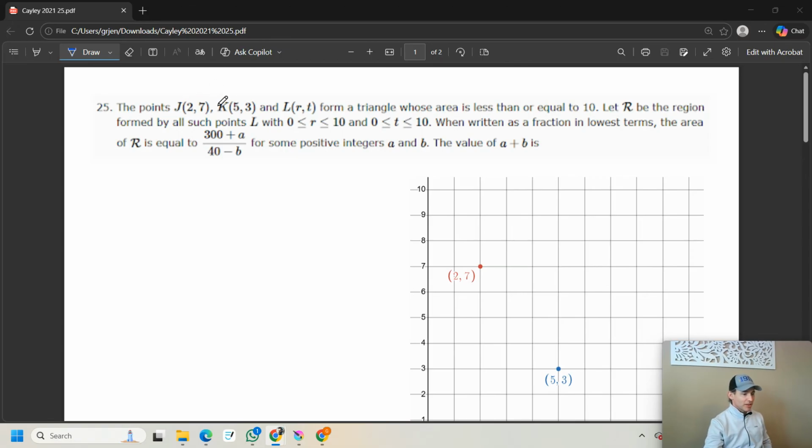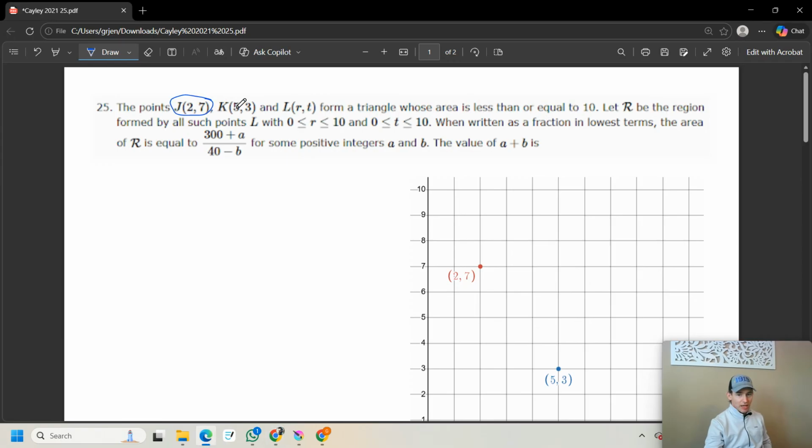First, we start with these 2 points, J and K, and I've plotted them here. Here's J, and here's K. And we're told to make a third point to make a triangle. The other point is at points R and T, where R and T are between 0 and 10, in the X and in the Y. So that gives us what we are working with.